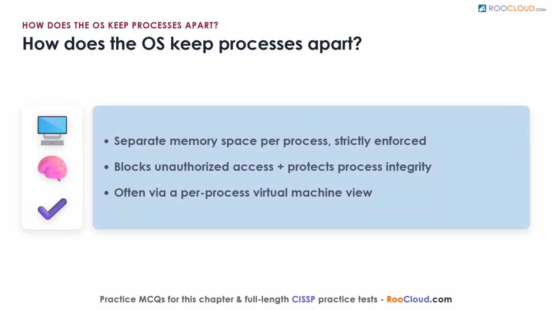How does an operating system keep processes from stepping on each other? Through process isolation. The operating system gives each process its own separate memory space and then strictly enforces those boundaries, so one process cannot read or write another's data. This does two things at once. It blocks unauthorized access, and it protects the integrity of every process. Without it, one poorly written program could scribble into another's memory and crash the whole system, or a malicious one could reach in and attack its neighbors.